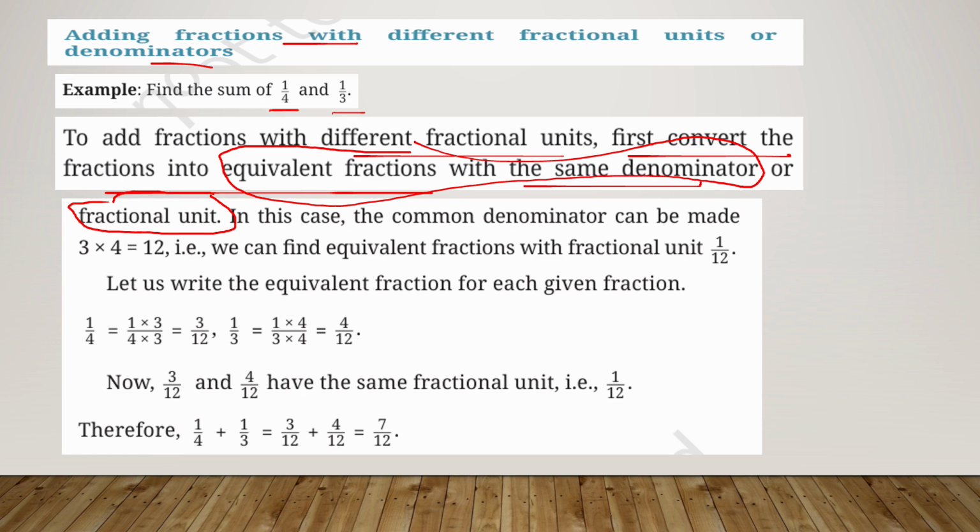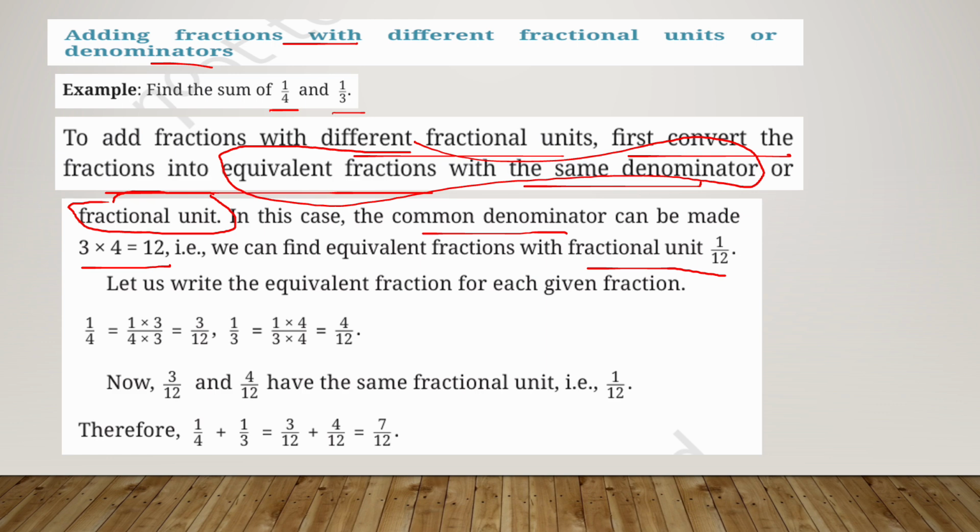In this case, a common denominator can be made. See this example, 1 by 4 and 1 by 3. We can take the common denominator as 3 into 4 is equal to 12. You multiply the denominators 3 and 4. 3 into 4 is 12. That is, we can find equivalent fractions with the fractional unit 1 by 12. You have to convert the fractions into equivalent fractions with the denominator 12 or fractional unit 1 by 12.